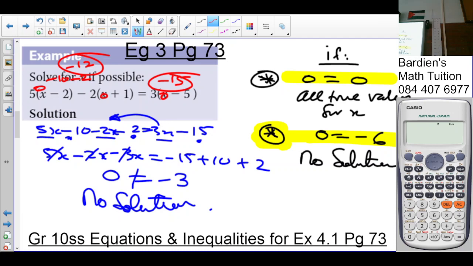You can again choose any value under the sun, you will never get the solution. The equation will never balance. Okay? You guys understand? So once again, if 0 is equal to 0, it's a pure identity. All true values for x. If 0 is equal to negative 6, no solution. Okay? Or 0 is equal to a value, no solution. Okay, I'll stop the video at this point.